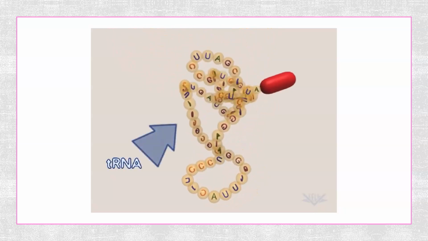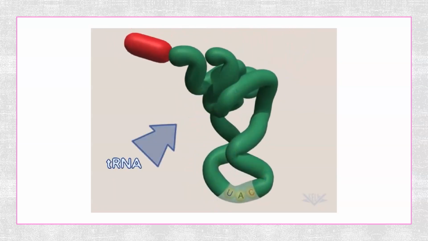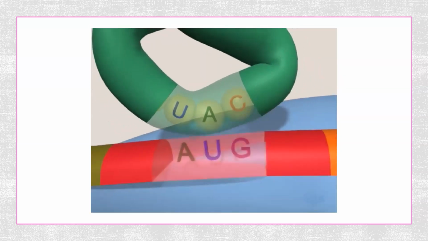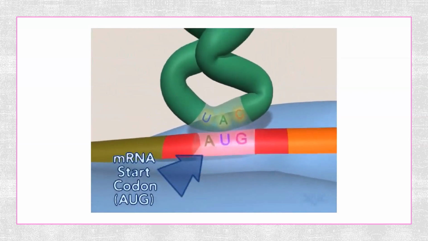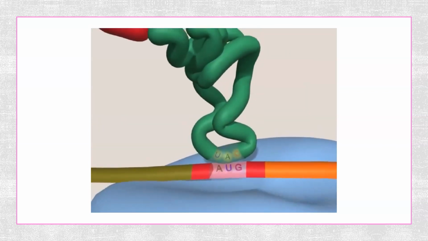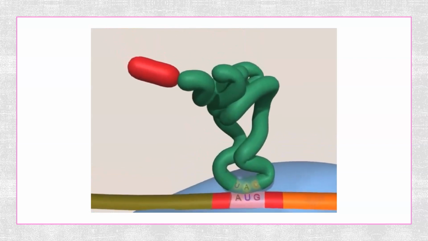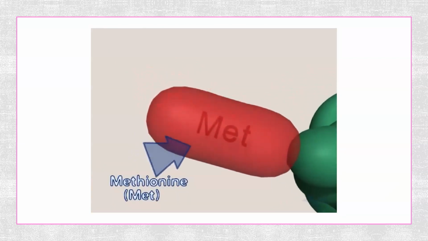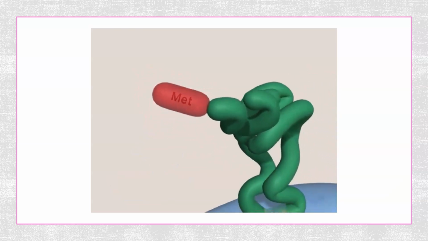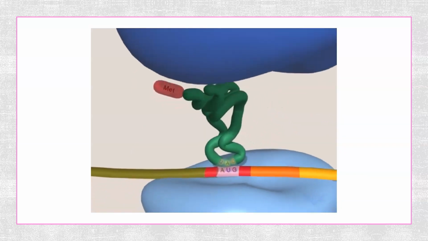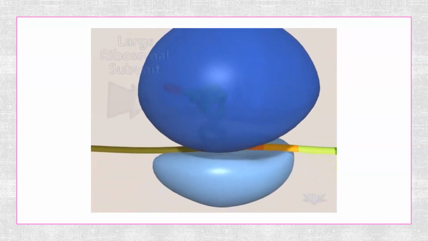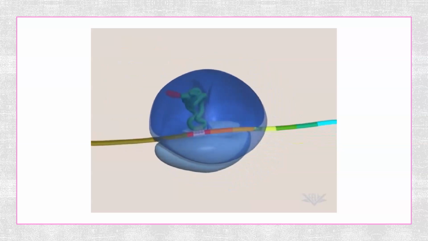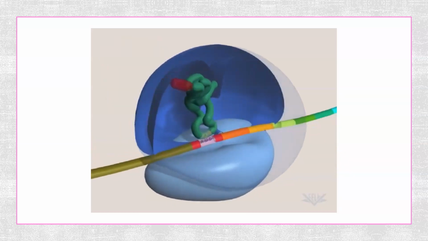tRNA is another key molecule. It contains an anticodon that is complementary to the mRNA codon to which it binds. The first mRNA codon is typically AUG. Attached to the end of the tRNA is the corresponding amino acid. Methionine corresponds to the AUG codon. The large subunit of the ribosome now binds to create the peptidyl, or P site, and the amino acid, or A site.